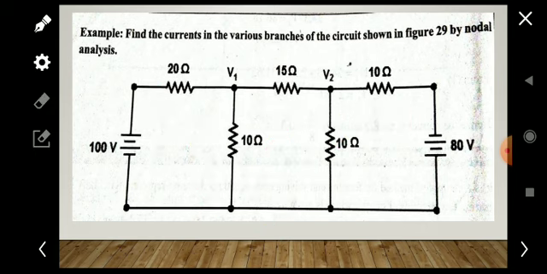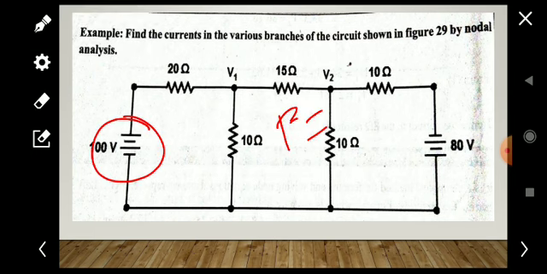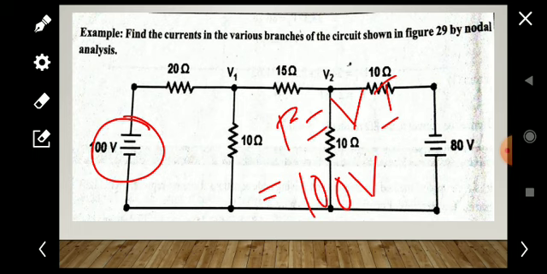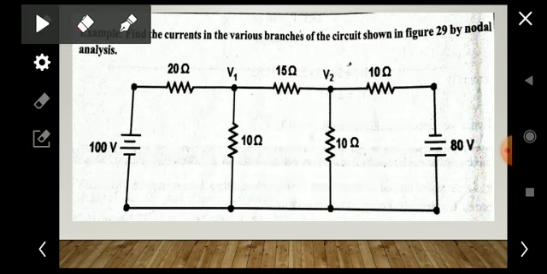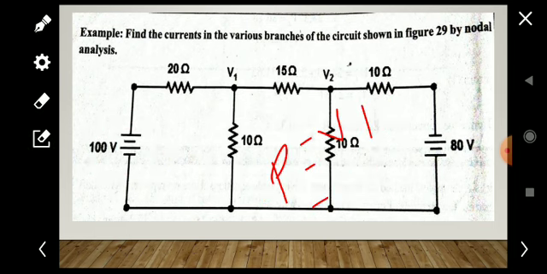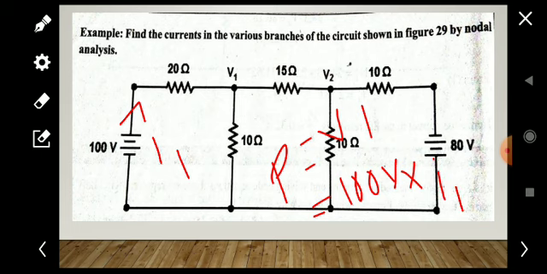And sometimes if you are asked to find the power delivered by the source, the power delivered by this 100 volt source, we have to use the same equation that we have used in the mesh analysis, that is P is equal to VI. So here the voltage V is 100 volt, and the current flowing from the 100 volt source is I1. So P is 100 into I1. I1 we have found earlier. Likewise we can find any power values like this.